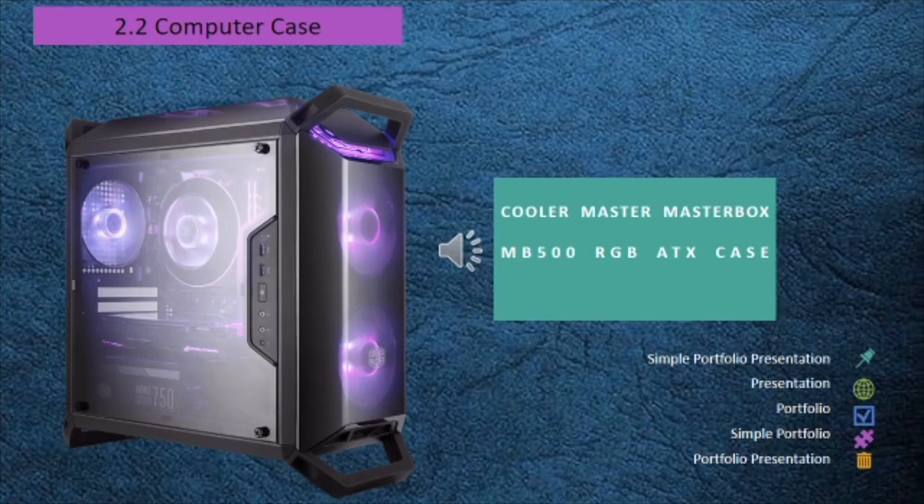For main component clearance, this Cooler Master supports a CPU cooler up to a height of 160mm, and the graphics card up to a length of 400mm. Meanwhile, the power supply supports up to a length of 180mm. For the input and output panel, this computer case supports USB 3.0 and audio in-out. It also supports HD audio. Meanwhile, the size is a mid-tower.